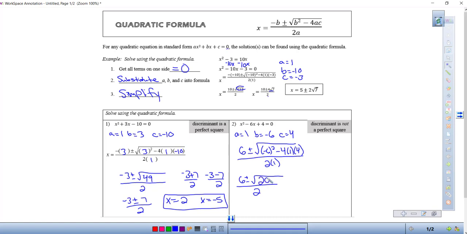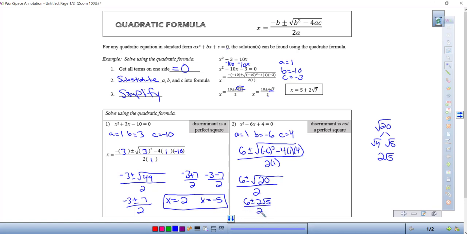I get 20. Now 20 is not a perfect square, so it's not going to be as nice as this one. But we can simplify the square root of 20. We learned this last class. Square root of 4 times the square root of 5, or 2 square roots of 5. So I put 6 plus or minus 2 square roots of 5 all over 2.